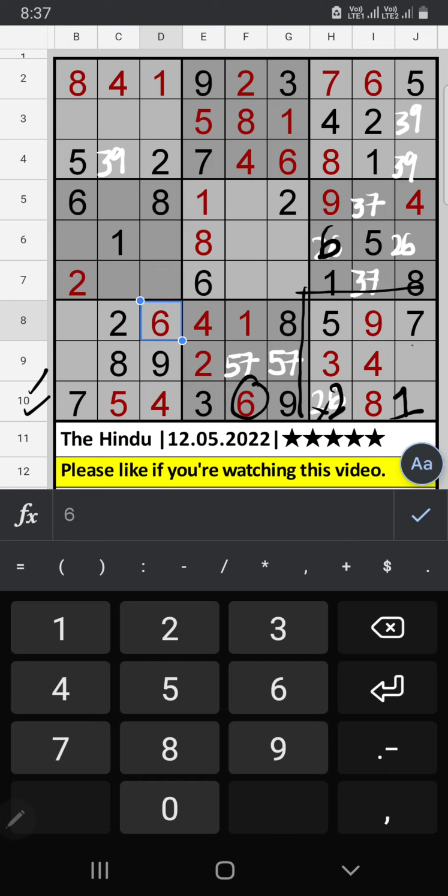9th row, only 1 number is remaining. 6 is confirmed here. Since 6 is here, column G, only 1 number is remaining. 2 is confirmed here.